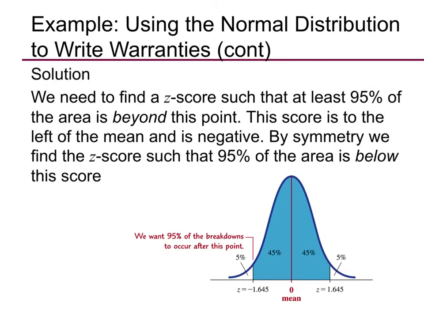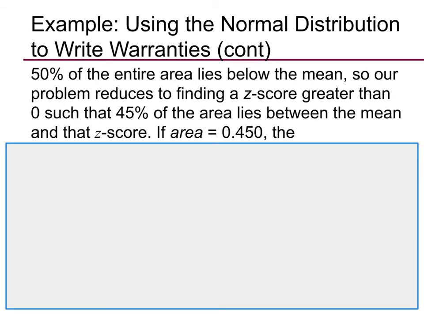The idea is we want a z-score so that at least 95% of the area is beyond that point. So 95% is, as it says, occurring after this point right here on my bell curve. 5 from 100 is 95. So we want the z-score such that 95% of the area is below that score. Since we know half of the area lies below the mean, our problem reduces to finding a z-score greater than 0 so that 45% of the area lies between the mean and that z-score.